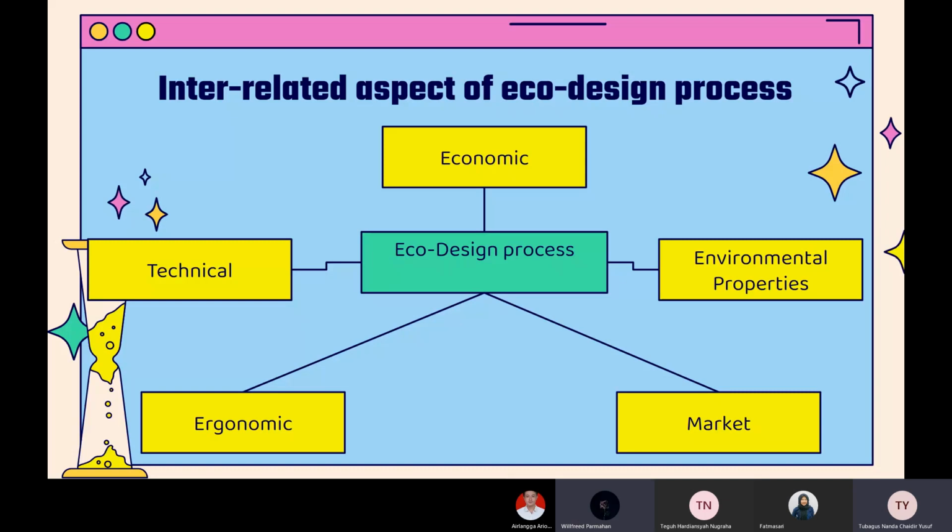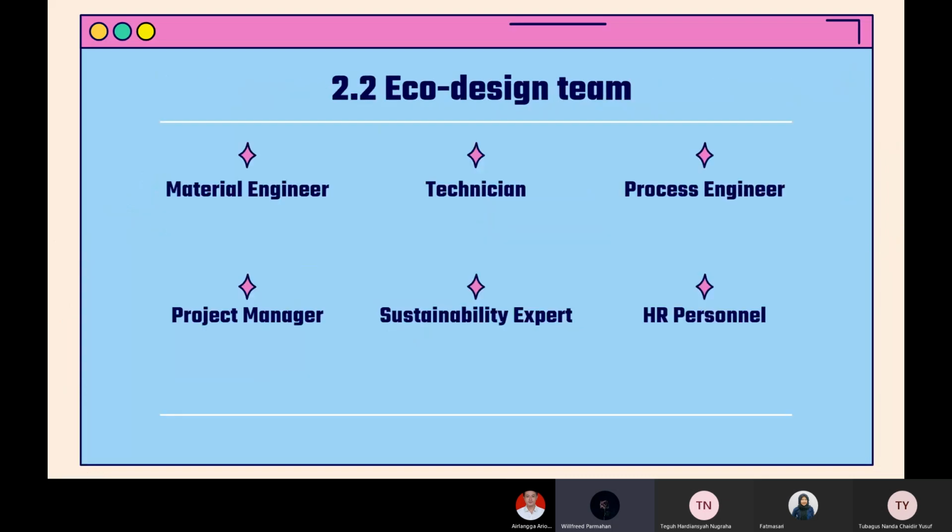Before we determine the methodology, we should know that the eco-design process requires a multidisciplinary approach, such as economical, technical, ergonomic, market, and environmental properties. These aspects are connected to each other, so we need to pay attention to each of these aspects in this eco-design process. Because this process uses a multidisciplinary approach in determining the eco-design strategy, a team from different disciplines is also needed. Here are some of the disciplines needed for an eco-design team.